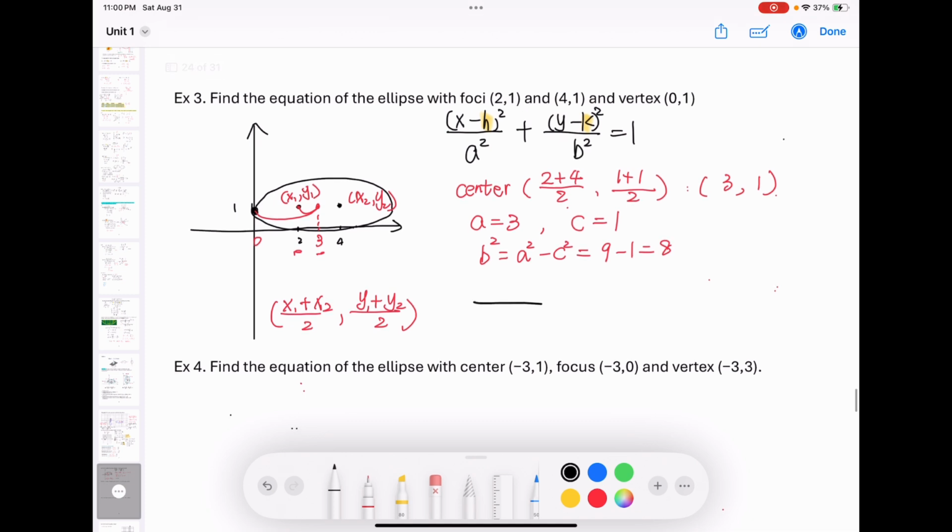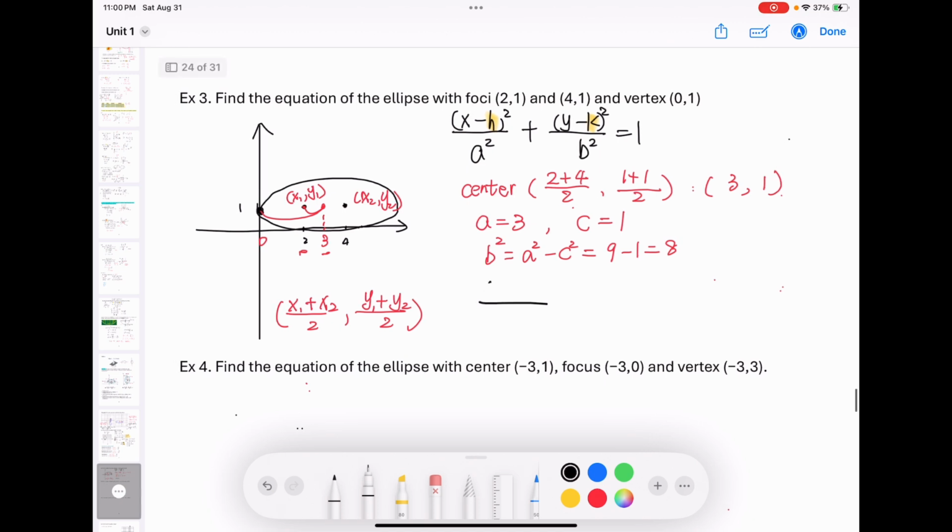Let's plug in the a and b values and h, k. So (x minus 3) squared, all divided by a squared, which is 3 squared, so put 9 here. And then plus (y minus 1) squared, all divided by b squared, which is 8, is equal to 1. Now I found my formula.